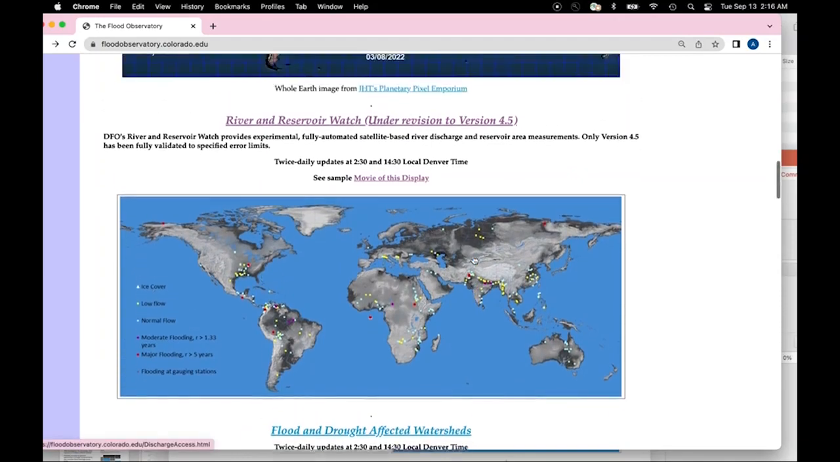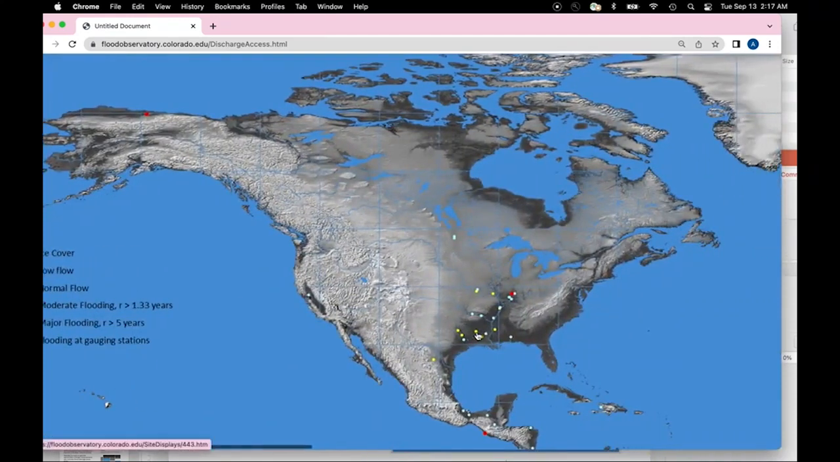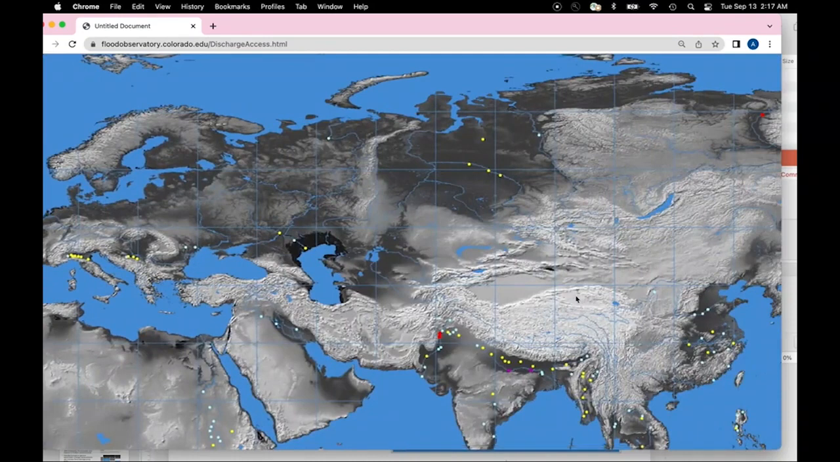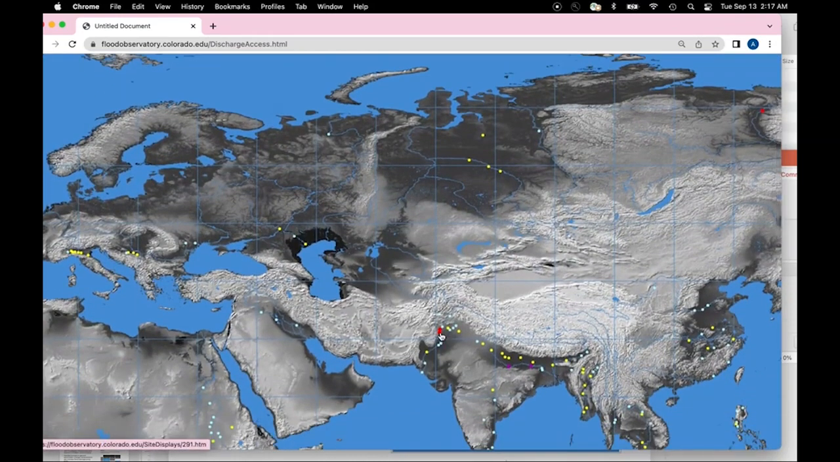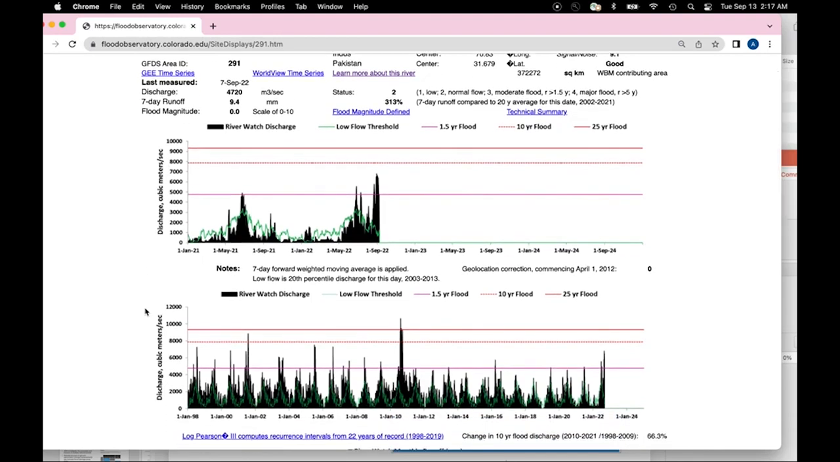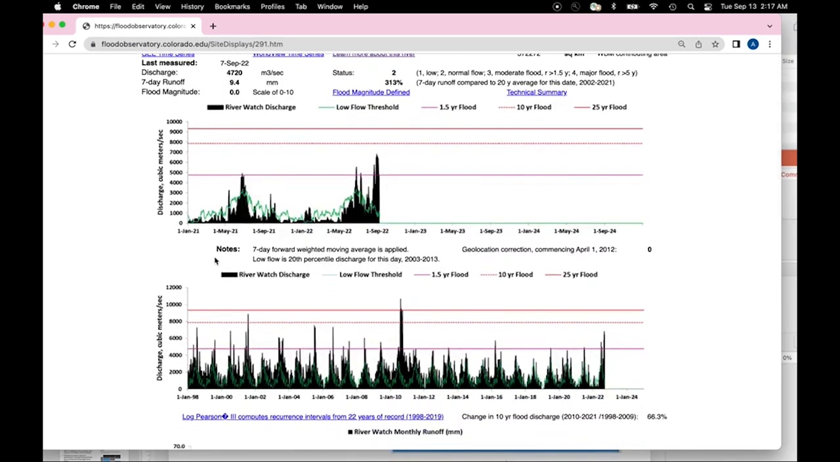And let's again go back to our Pakistan flood case and see if we can see that. So if we go here and click here, this is Indus River, Pakistan. This is 7th September, the last measurement, and this is discharge in cubic meters per second. This is derived from microwave radiometry. So this is from January 21.